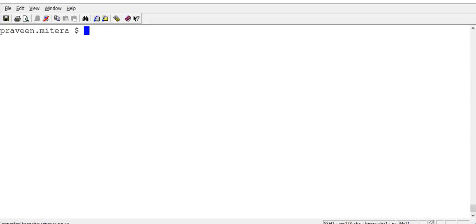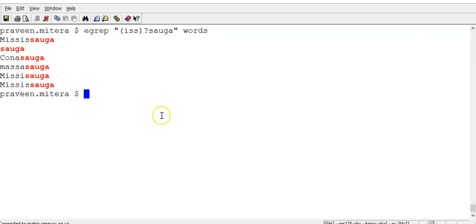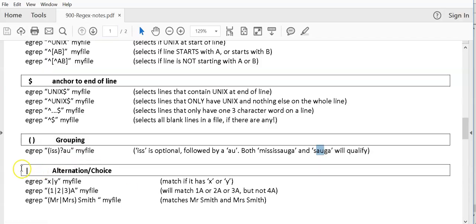If we go here, so you can see that in action. I've got ISS question mark, which will make it optional. So this qualifies as well as this qualifies, all of these. It's very, very interesting behavior with the question mark. The next meta character is alternation.